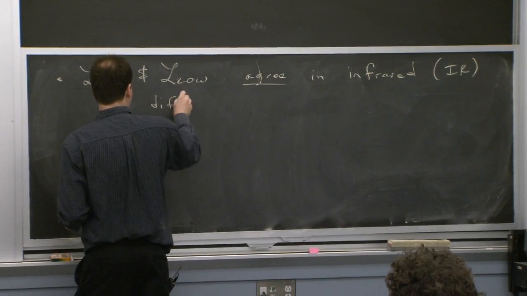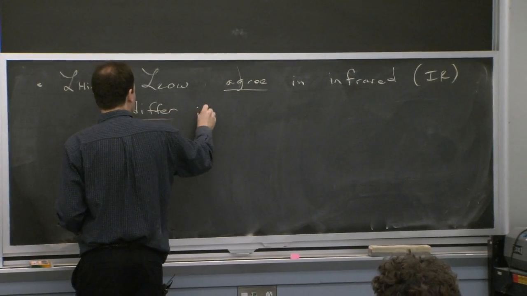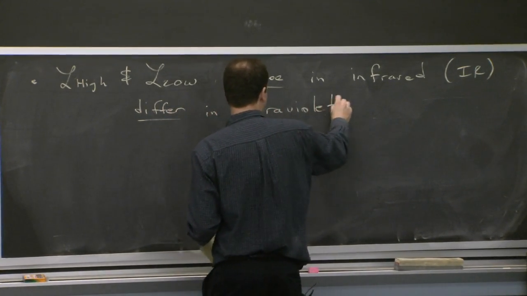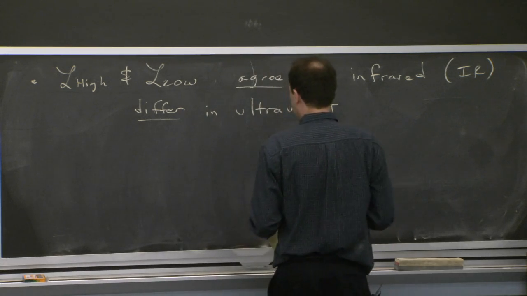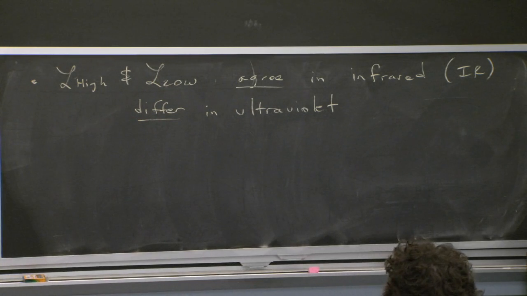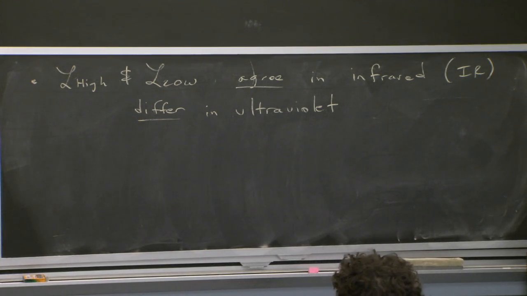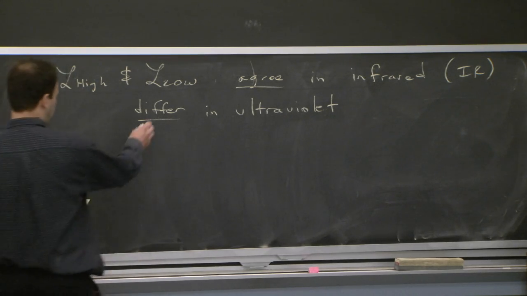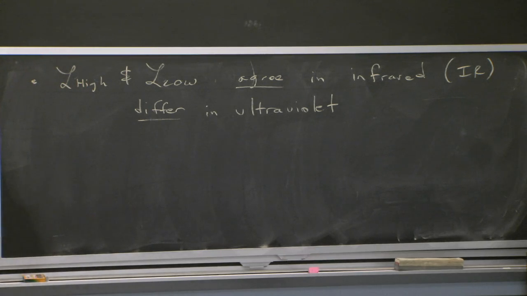The place where they differ is in the ultraviolet. So they might have different ultraviolet divergences. Most often they will have different ultraviolet divergences. They don't have to agree in the ultraviolet. And actually you exploit that to do things with the effective theory that would be hard to do with the full theory. And we'll talk about how we do that later on. So the fact that they differ is actually not necessarily a negative thing. It can be a bonus.